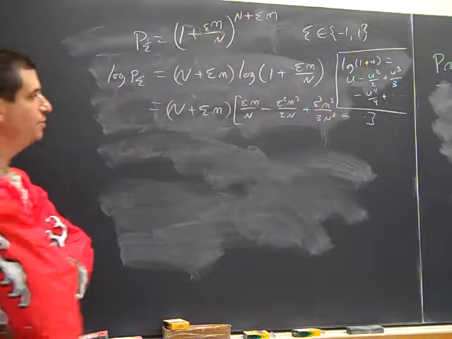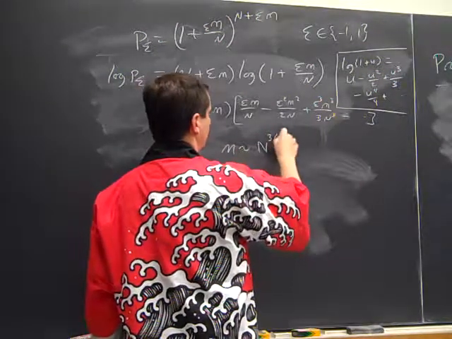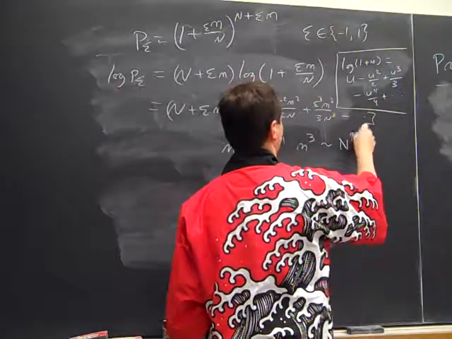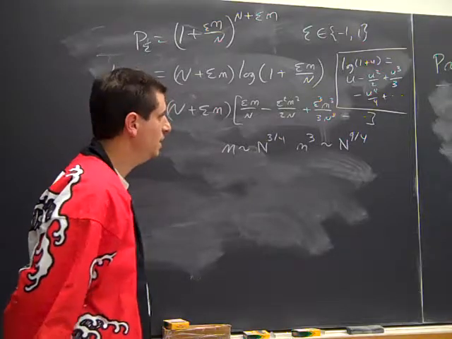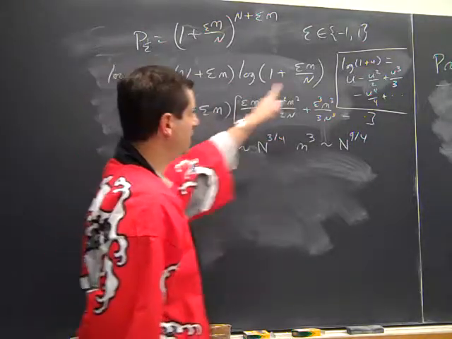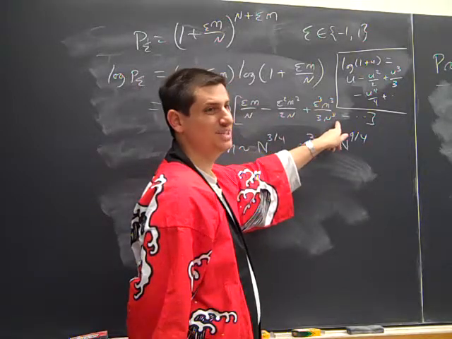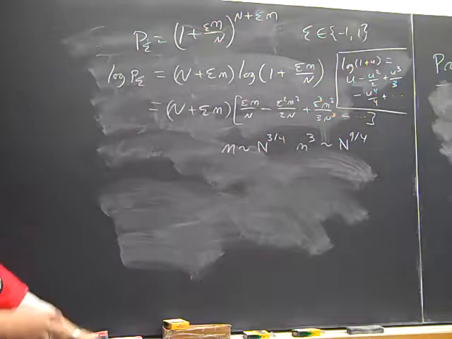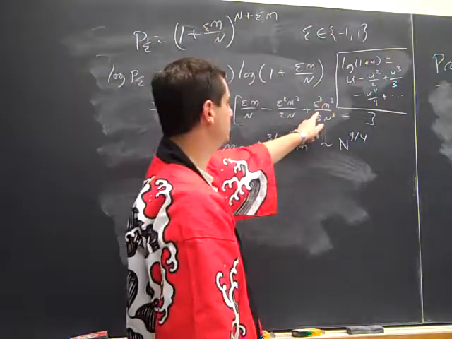So if m is of size n to the 3 fourths, m cubed is of size n to the 9 fourths. And so when I multiply by n, I'll get n to the 13 fourths. If I divide by n cubed, that's 12 fourths. So if I use the crude bound that m was at most n to the 3 quarters, then I would have to be paying attention to this term as well.